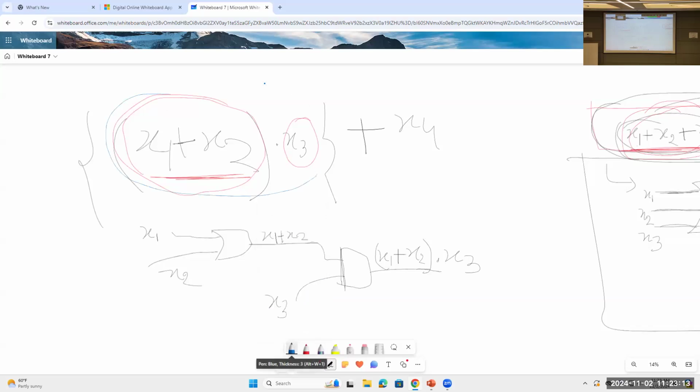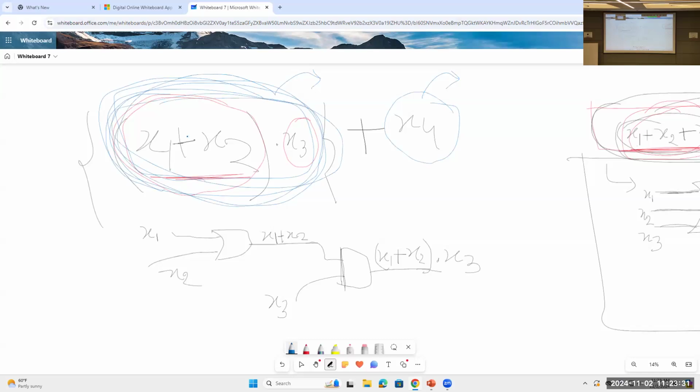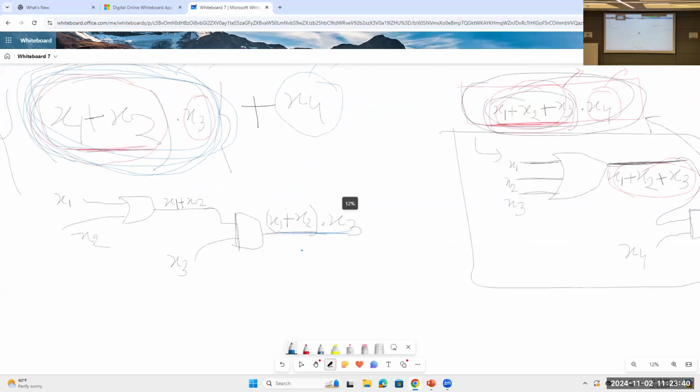Okay, we have got this one already on this side. Now this whole thing in the second bracket has to be added with x4, right? So this is one big circle. We have this already here, and we just need to add x4 with this whole thing. So to add this, we need an OR gate, right?